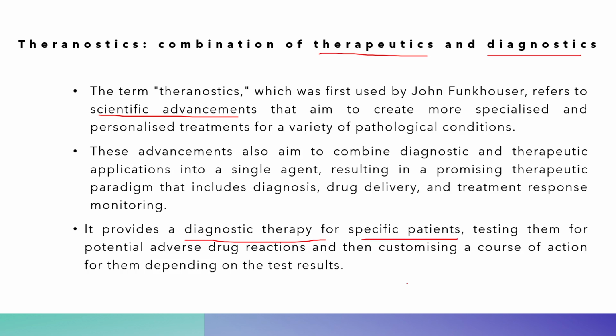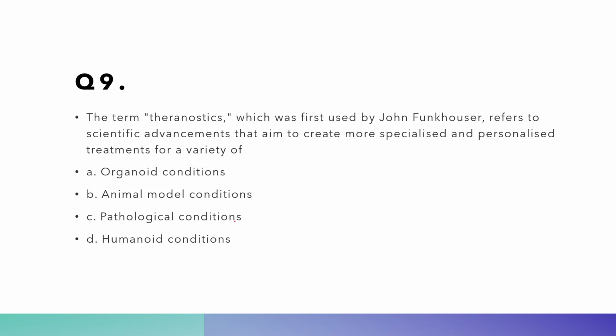Okay, so this includes diagnostic therapy for specific patients. So why is it for specific patients? Because this is personalized therapy or precision medicine, because every person has different problems and different genetic variation, and testing them for potential adverse drug reactions. Okay, some people have specific allergies to some kinds of products also. And then customizing, everyone knows the meaning of customizing. That means we are trying to customize a particular thing according to our need, and a course of action for them depending on the test results. So this is for a variety of pathological conditions, depending on which pathological condition the person has. Okay, so this theranostic approach is quite new in this modern era, and everyone is using it for personalized medicine.